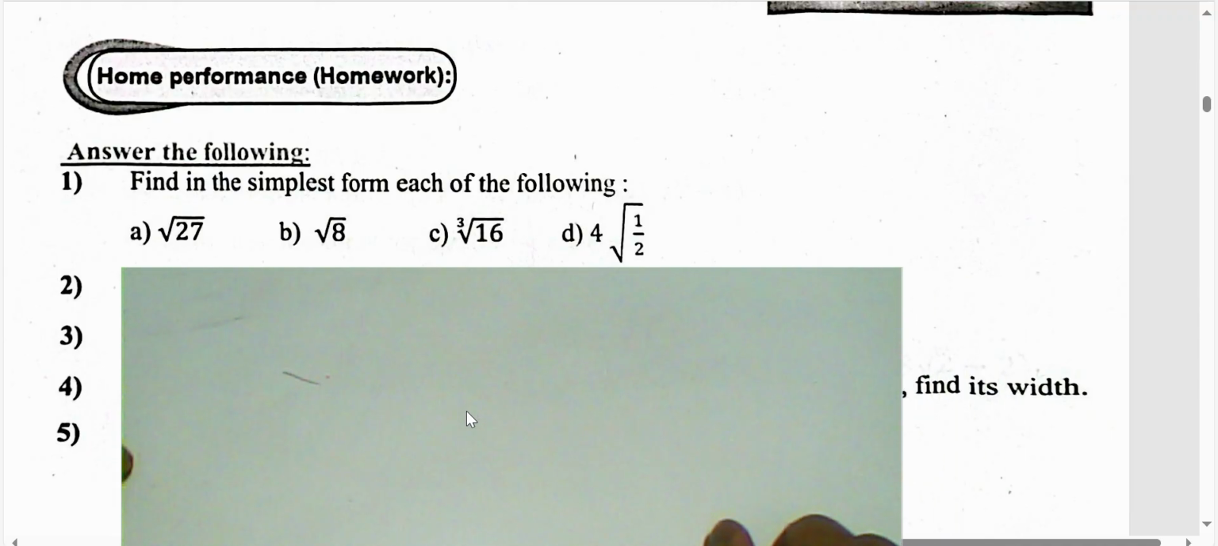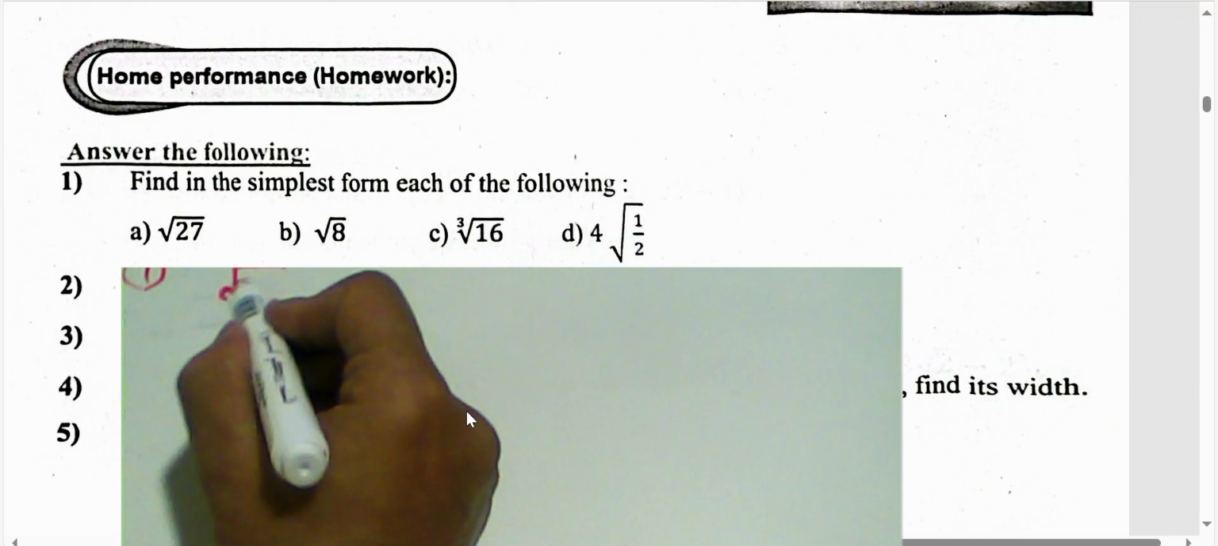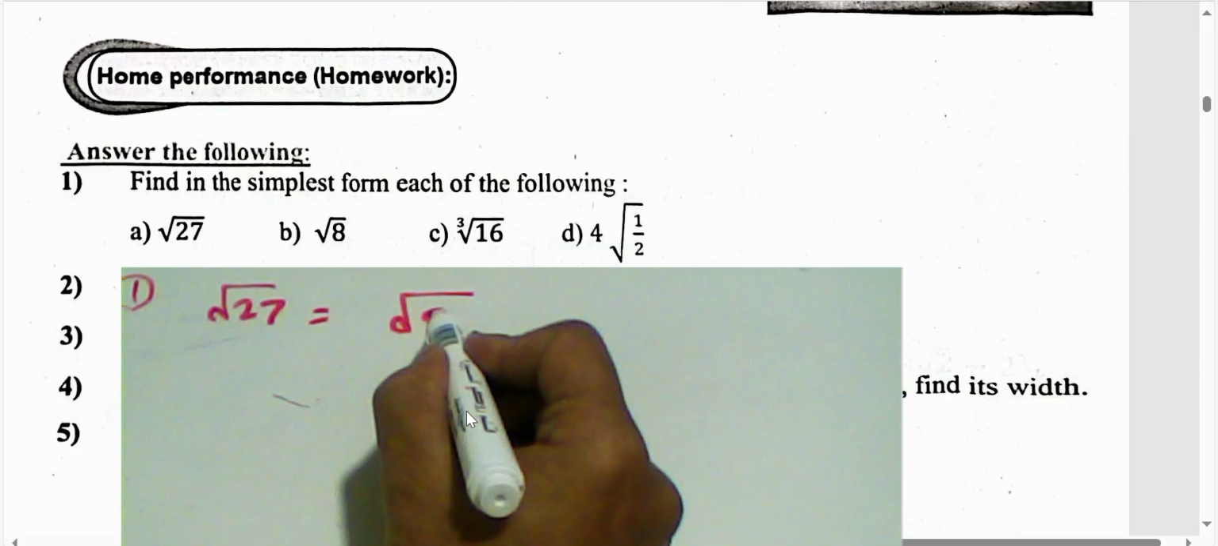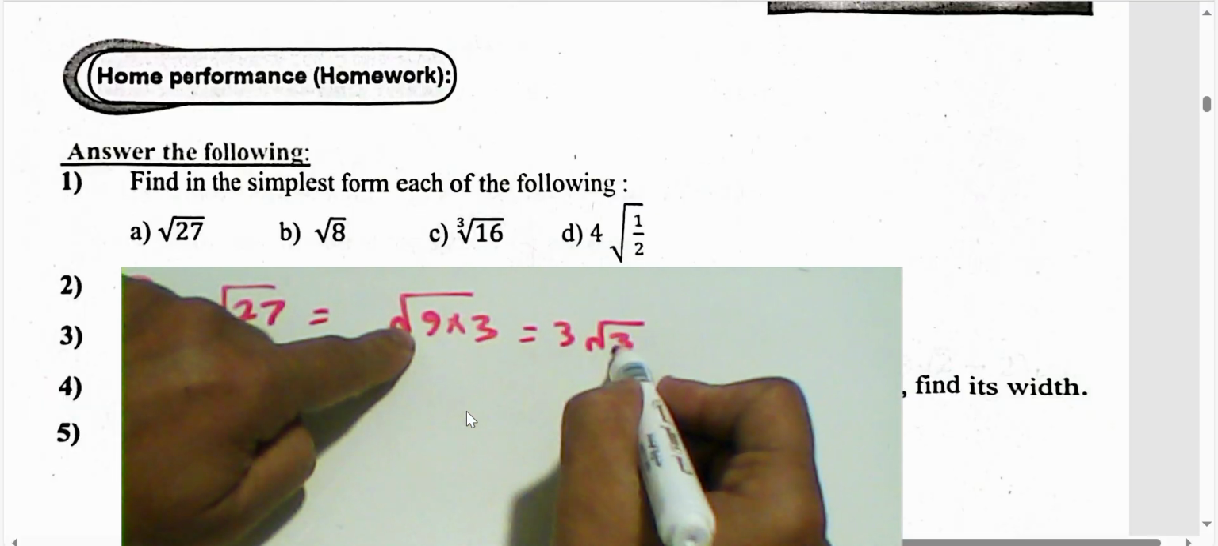First, we'll solve the homework. Question number 1. Answer the following. Find the simplest form of each of the following. First question, we have square root of 27. We know 27 equals 9 times 3, and square root of 9 equals 3. Then the answer will be 3 root 3.